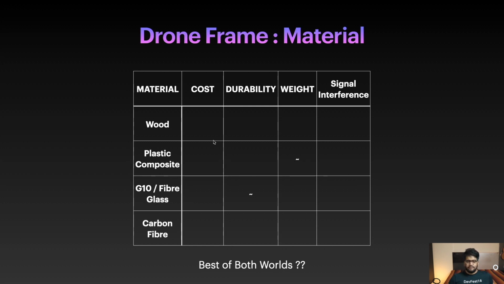It's cost, durability, weight, and signal interference. So as I already mentioned in the last class, when you are talking about drones, everything is a trade-off. You will gain something, but you will lose a couple of things, and vice versa. That is why you need to find a sweet spot. You need to know on what particular ground you want to compromise, and on what particular ground you don't want to compromise. And I'll give you a very sweet example of what I meant by that.